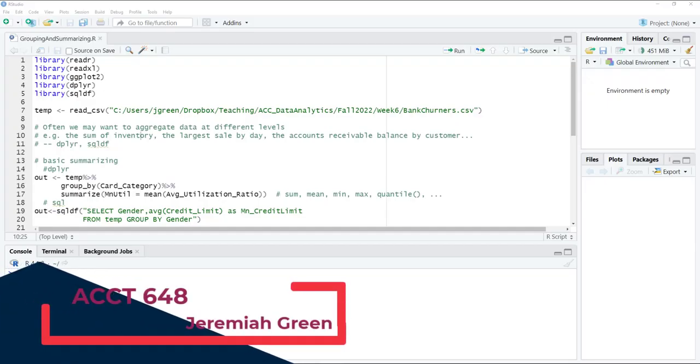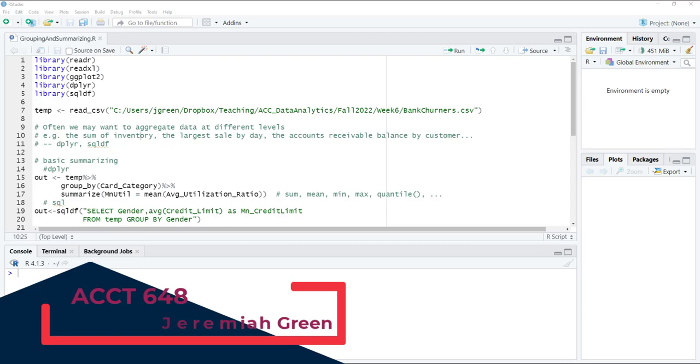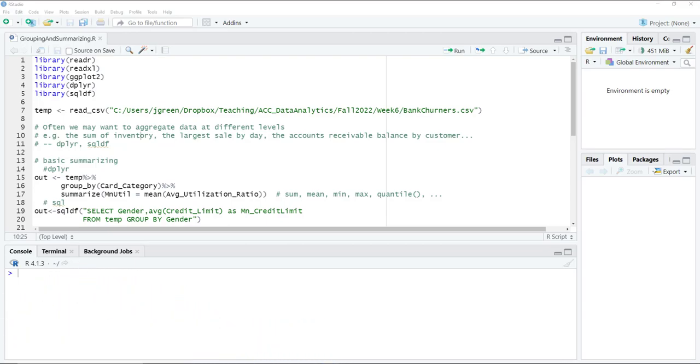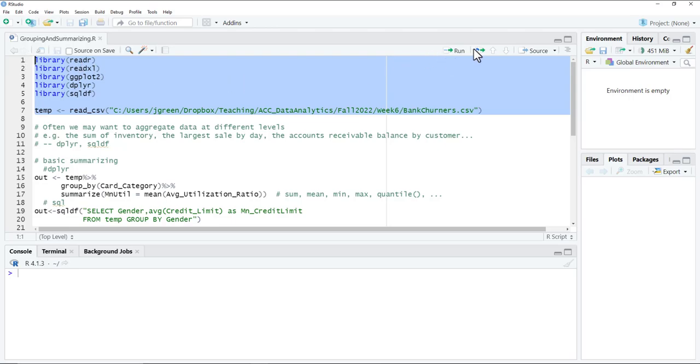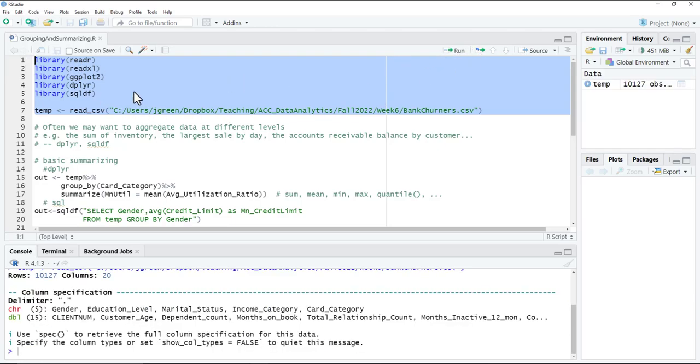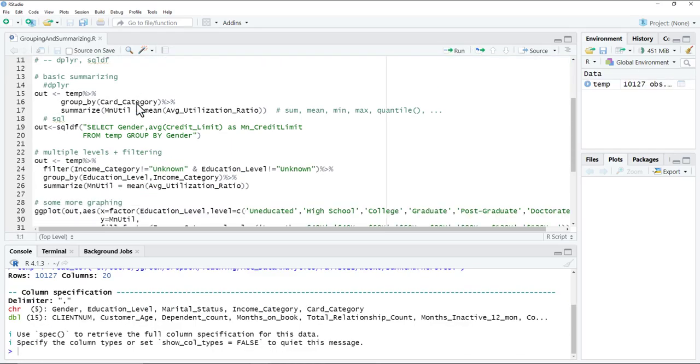Often it is the case that we want to summarize up to some sort of group level information in the data. So in this video, I'm going to walk you through some of the tools that we have available to us. We're going to use the same data set we used last week. This is the Baked Churners data set. This is data from credit card usage. We're using the same packages we've used before.